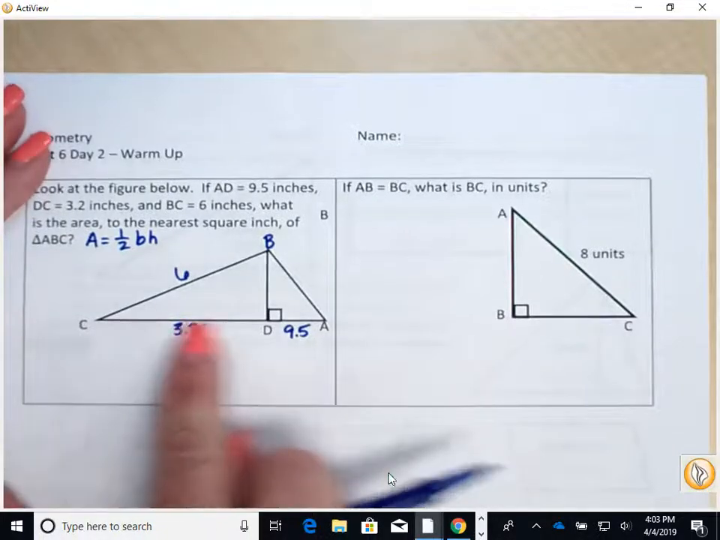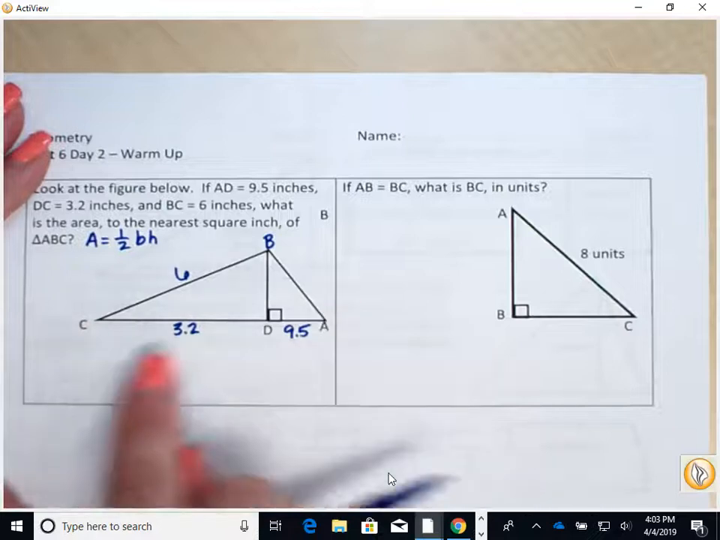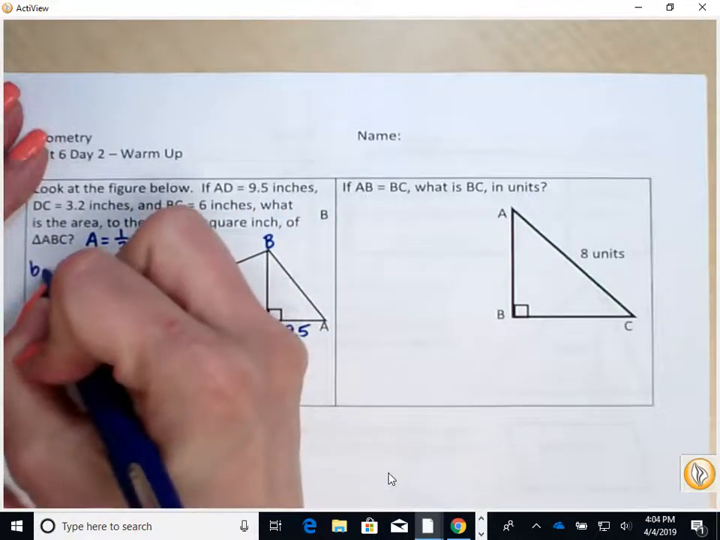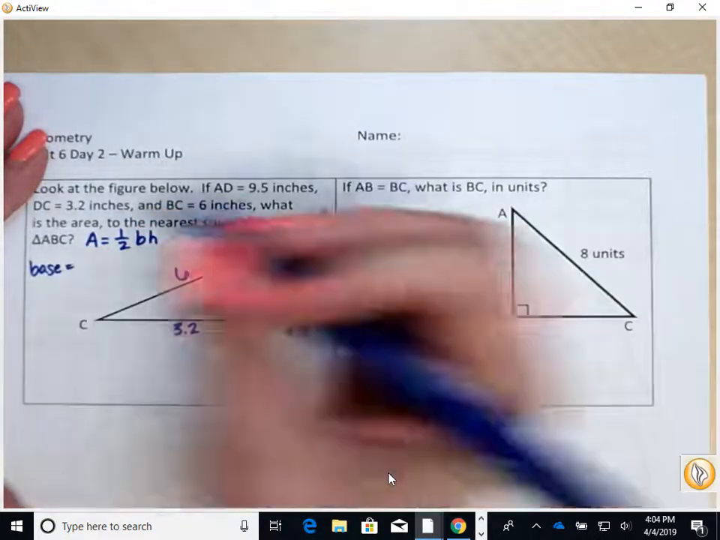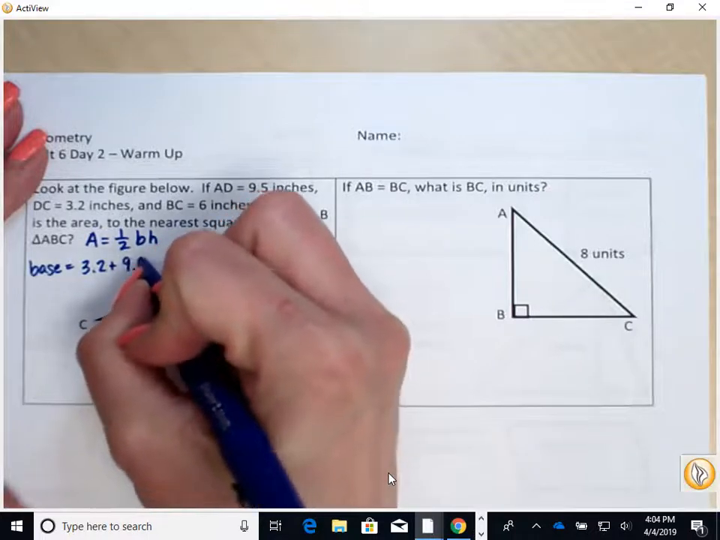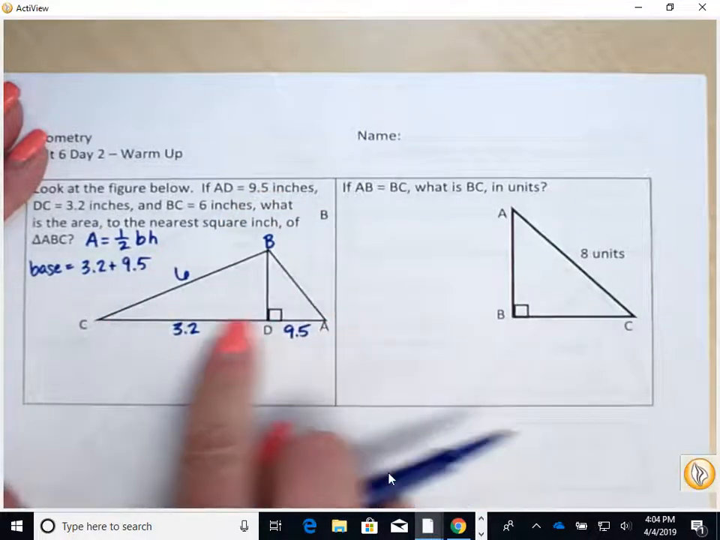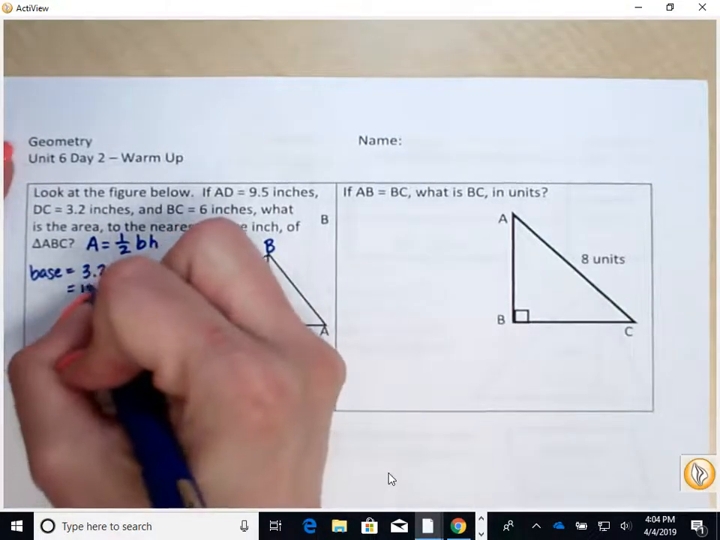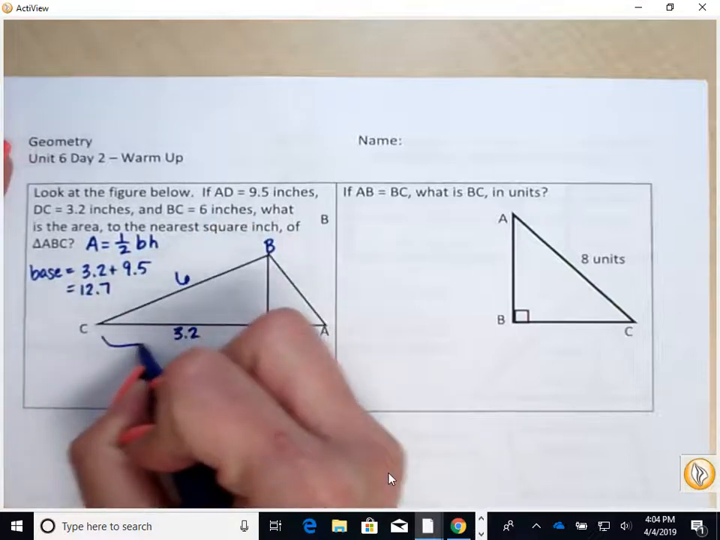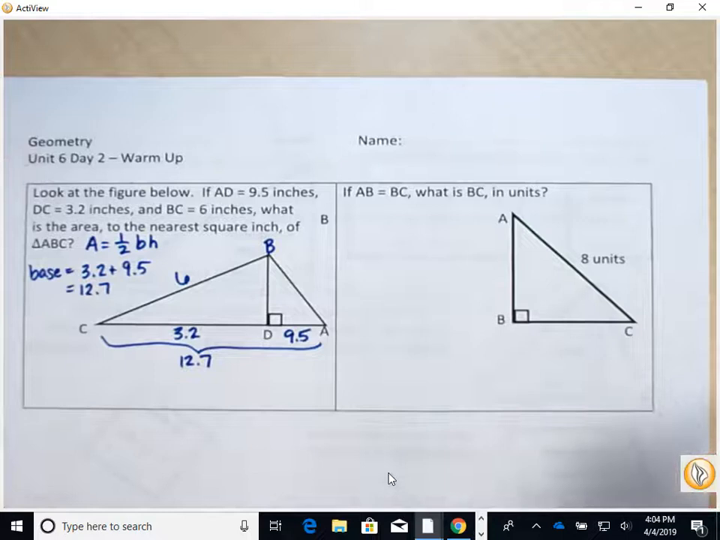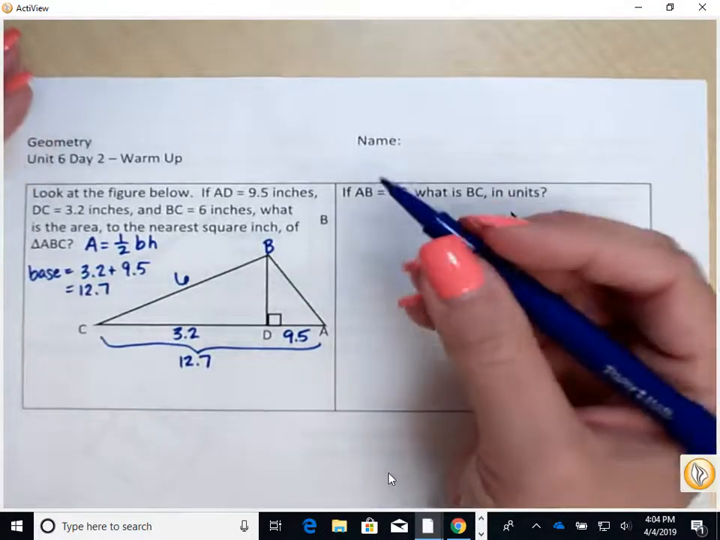So I know this whole base is going to be that 3.2 plus that 9.5. So base equals 3.2 plus that 9.5, because that's this part plus this part to give you that whole base. Add those together and we get 12.7. So that side is 12.7. And then, so we've got our base, now we need to get our height.